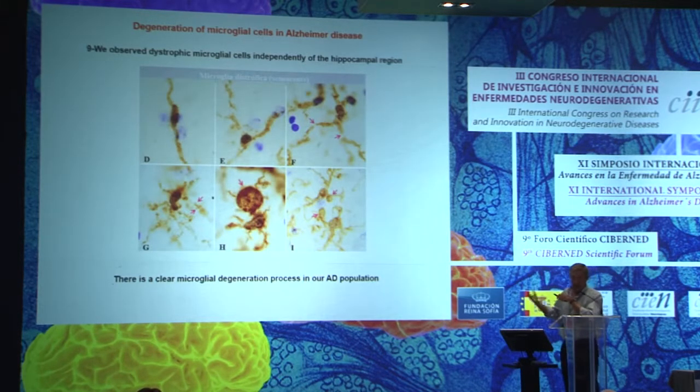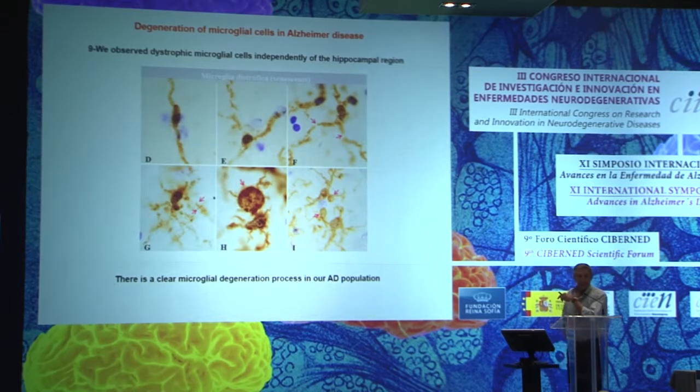Furthermore, independently of the quantitative data, we did observe in BRAAK 5 and 6 cases very often dystrophic microglial cells. Dystrophic in the sense that the microglia has no prolongations. Also, they could have cytorrhexis, fragmentation of the cytosol, and clearly show dystrophies in these microglial cells.